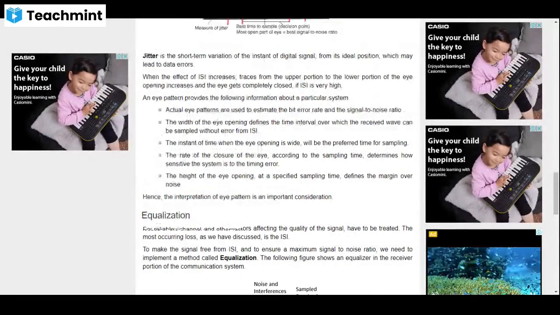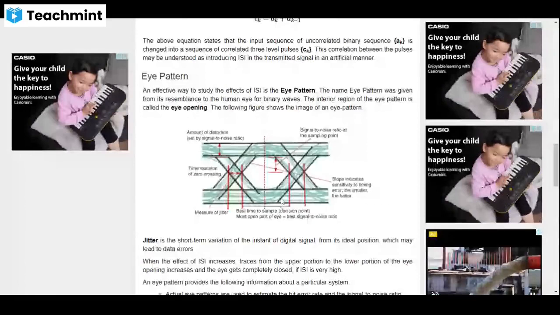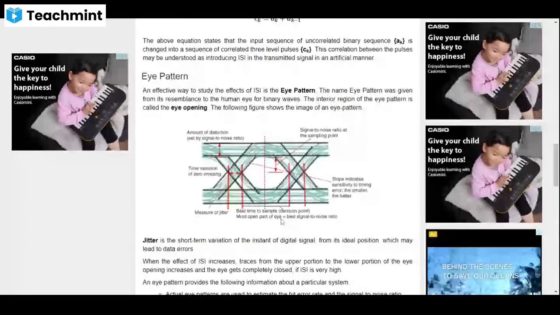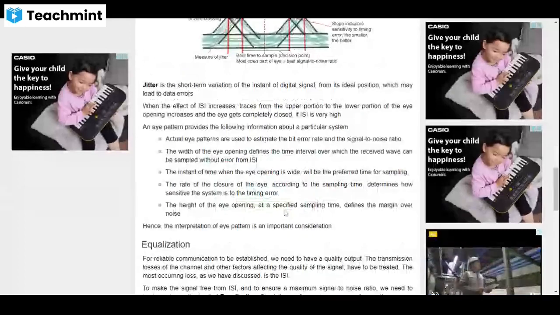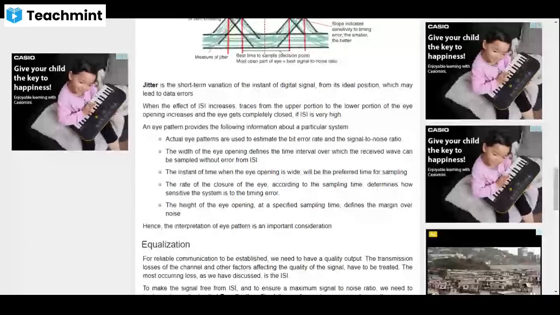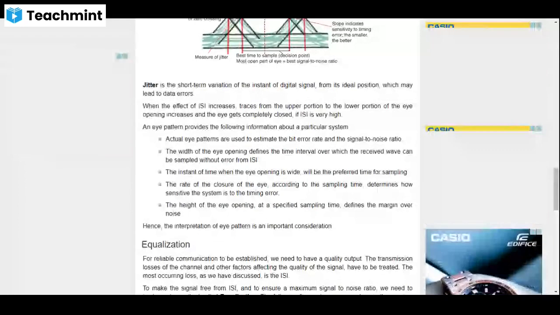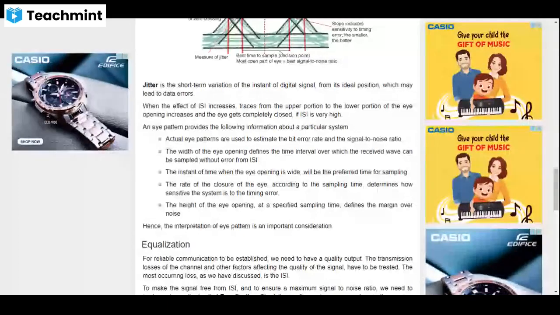The height of the eye opening at the specified sampling time defines the margin over noise. So this whole is the margin over the noise. What does margin mean? It means that even with this much noise present, the data is still going to pass, or still the data is recovered back. That is called the margin.